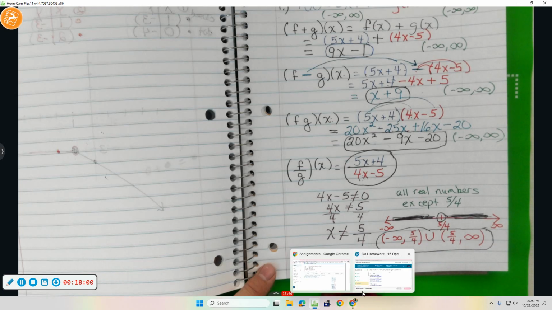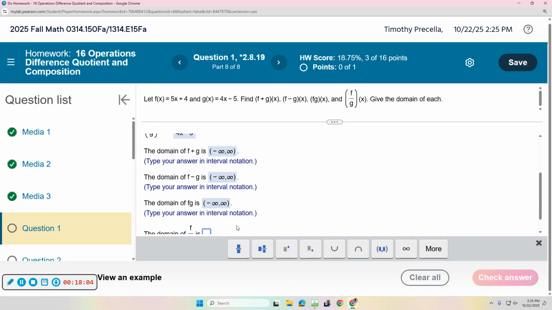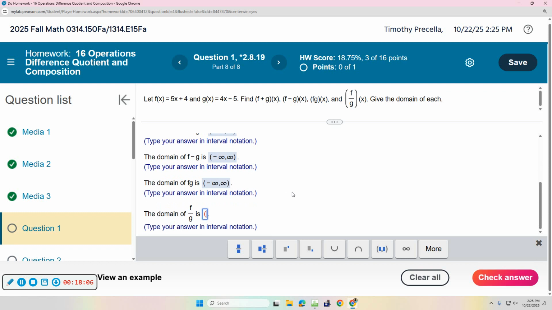Okay, so typing that in. Let's see there. Left parenthesis, negative infinity, comma, 5 over 4. Get out of the denominator before you close your parenthesis. Union, left parenthesis, 5 over 4. Get out of the denominator before you type your comma. Infinity.